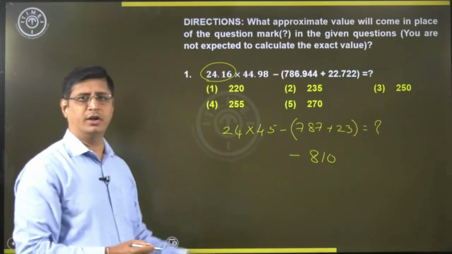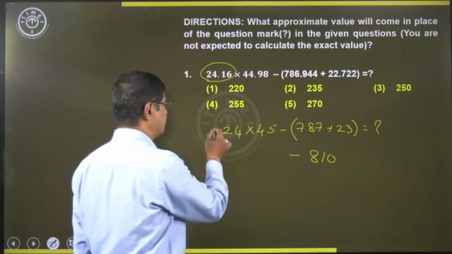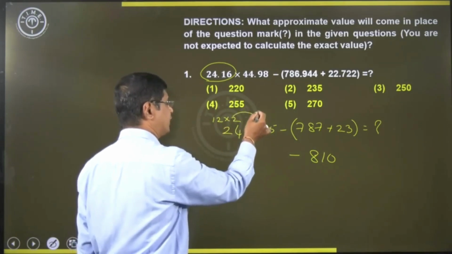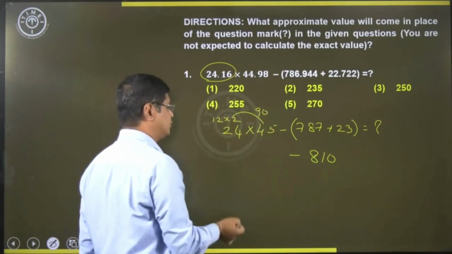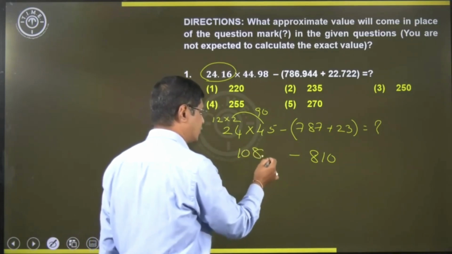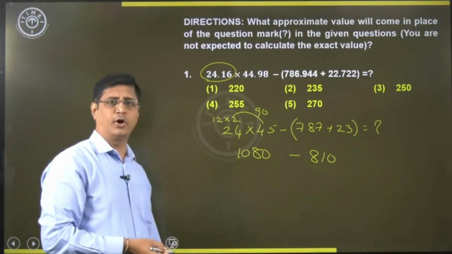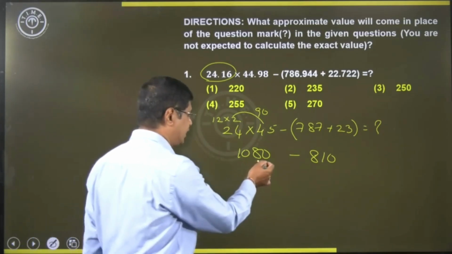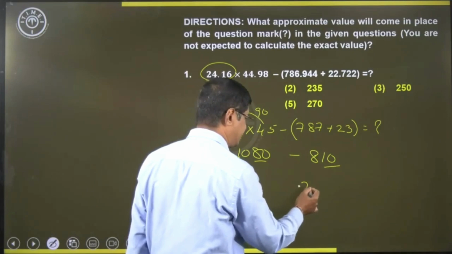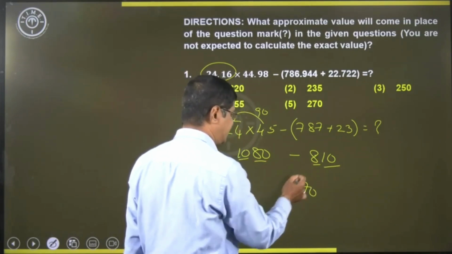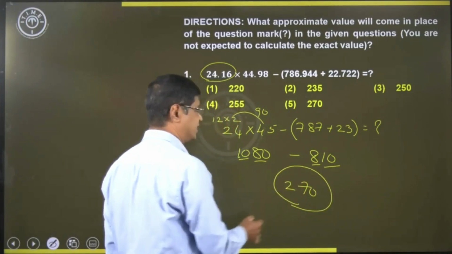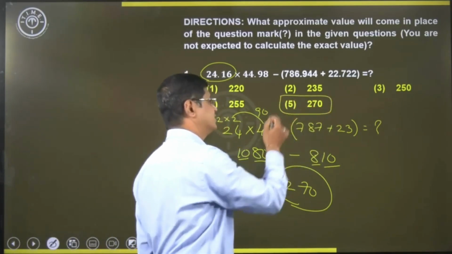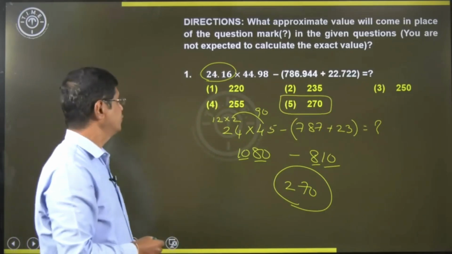And 24 into 45. 24 I am expressing as 2 into 12. 2 into 45 is 90. 9 into 12 is equal to 108. So the value here is 1080 minus 810. Now simplify this. 80 minus 10, that is 70. 10 minus 8, 2. The result is 270, option number 5, choice 5 is the answer.